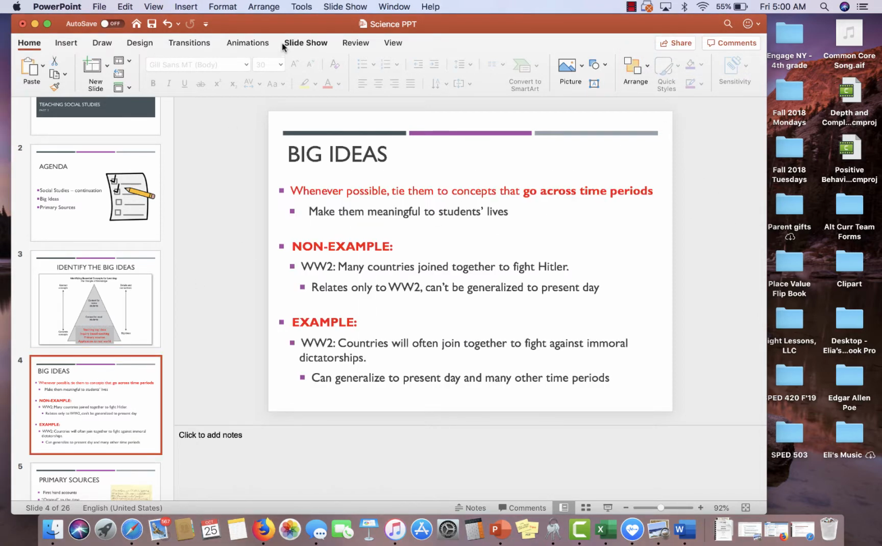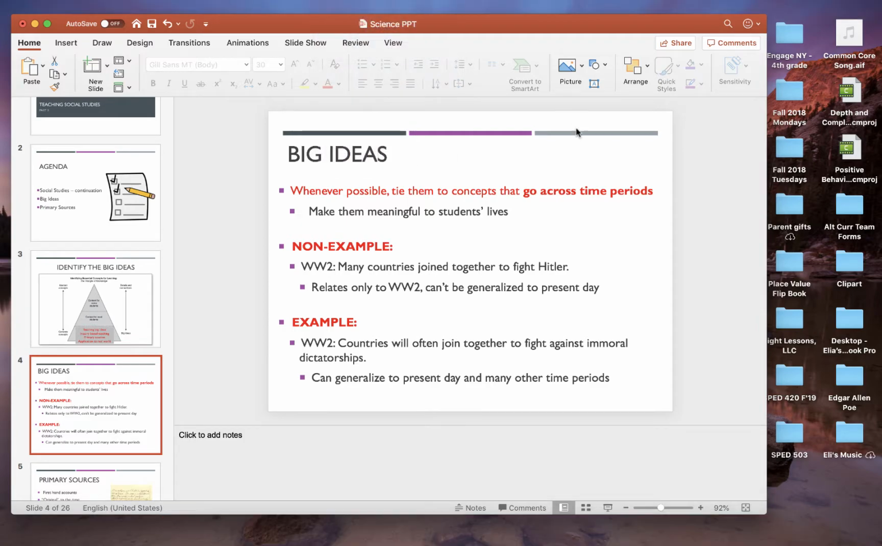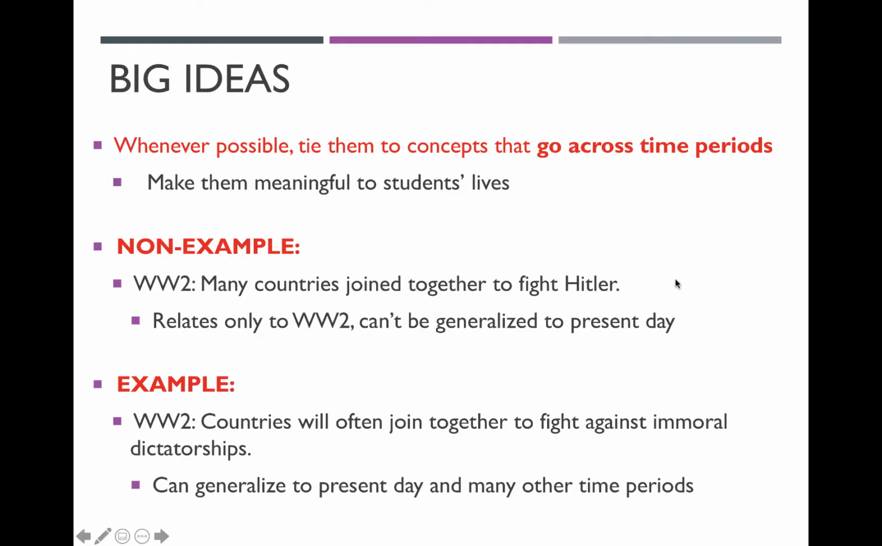Okay, so now when we are looking at big ideas, here's a couple of guiding aspects when supporting the extraction of big ideas. Make sure that they're meaningful to student lives. If at all possible, try to tie concepts that go across time periods, because then you're able to give some sort of order to how the big ideas are being interpreted.